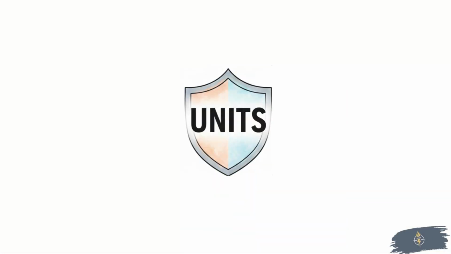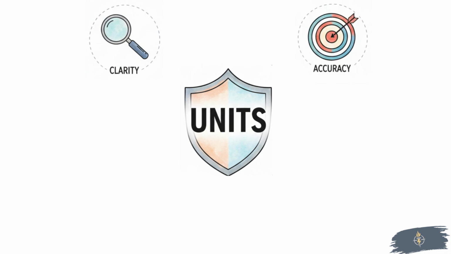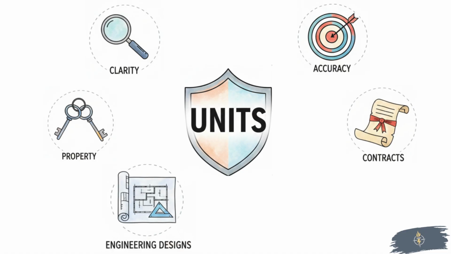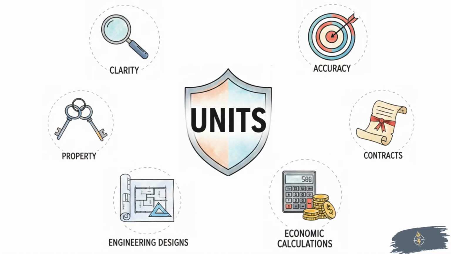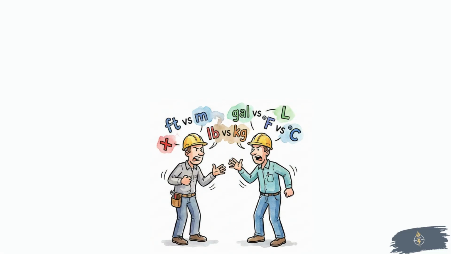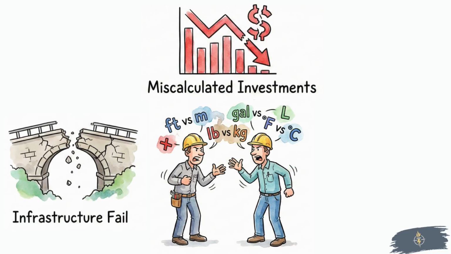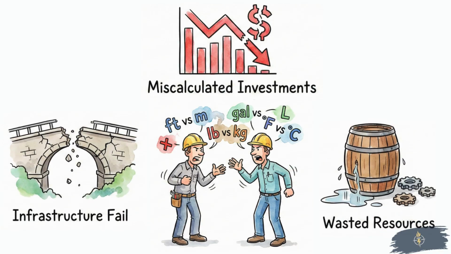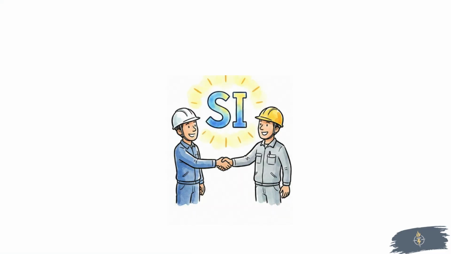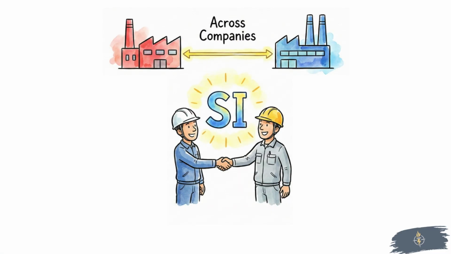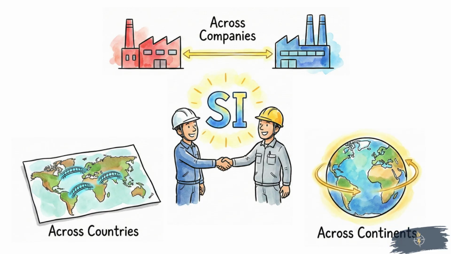Units are not just technical details. They protect clarity. They protect accuracy. They protect property, contracts, engineering designs, and economic calculations. If two engineers disagree on units, investments can be miscalculated, infrastructure can fail, resources can be wasted. But when everyone speaks the same language, cooperation becomes possible across companies, across countries, across continents.